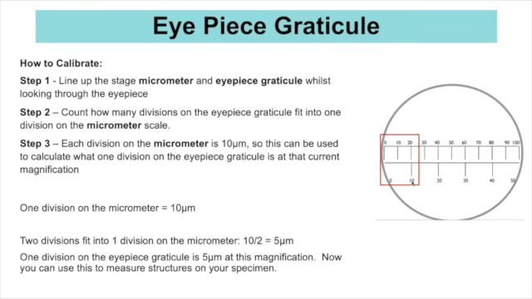So we can then use that to work out at this magnification what is one division worth on the eyepiece graticule. So if we know that one of these divisions is worth 10 and 2 divisions fit into one of those, it's 10 divided by 2. So we know that at this magnification, one of these divisions on the eyepiece graticule is worth 5 micrometers. So you can then measure your specimen to work out what is the actual size of your specimen.